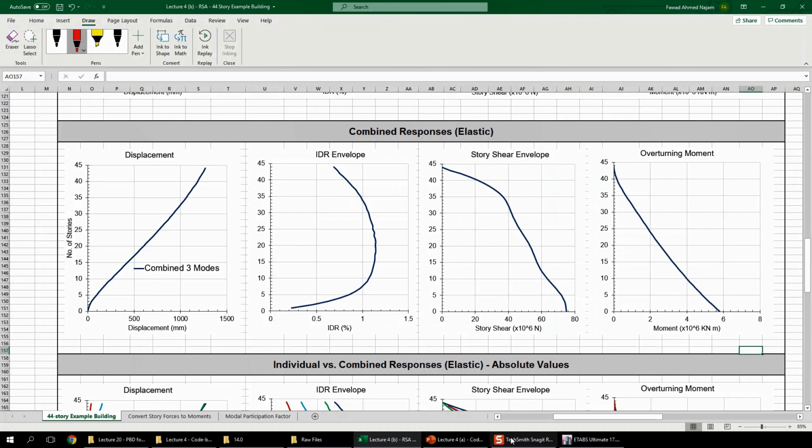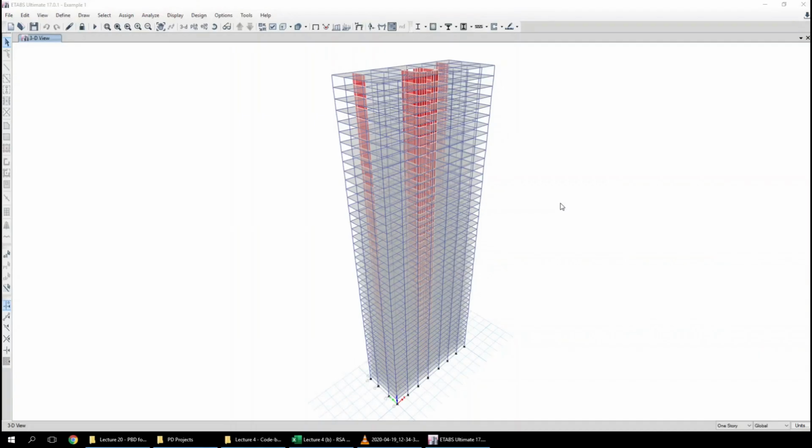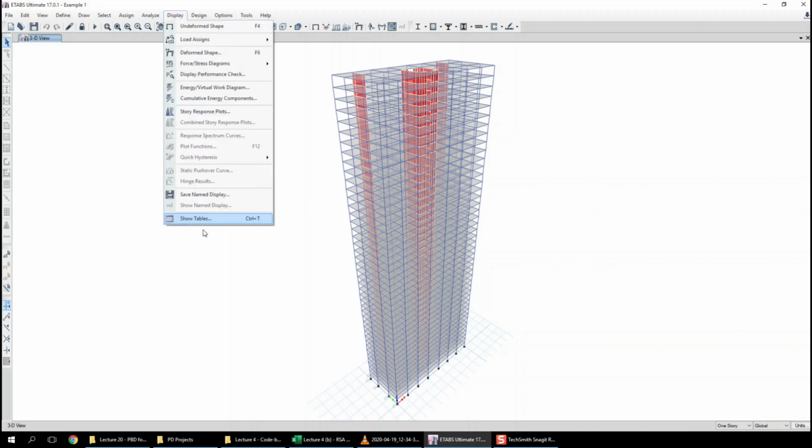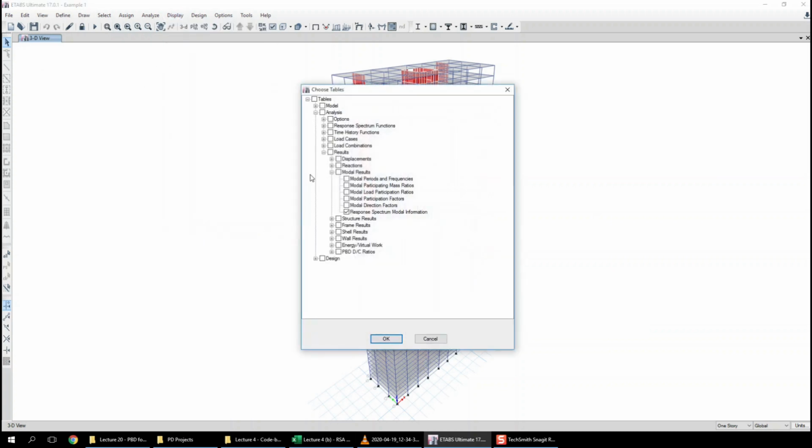So now we will calculate the individual modal responses in ETABS and compare them with our individual modal responses shown here with green, blue and red lines for the first three modes. So let's go to ETABS again, and I will go to this display, show tables, and this time I will select this analysis, then results, modal results, and this last option which is called response spectrum modal information. So I will check this.